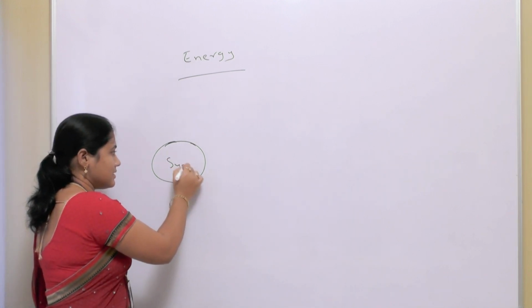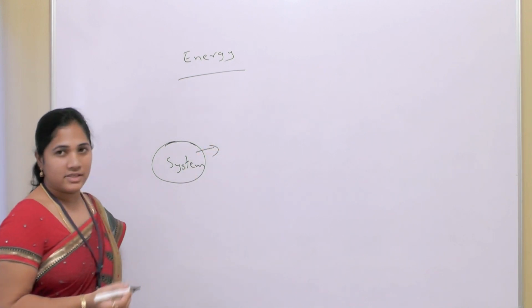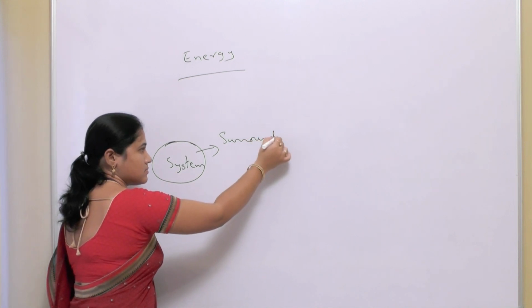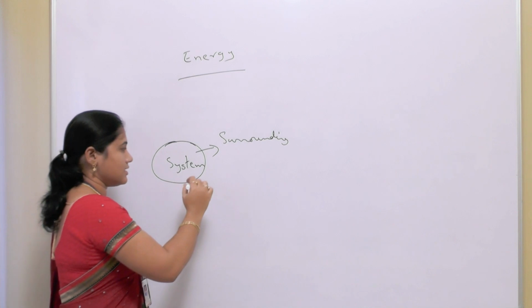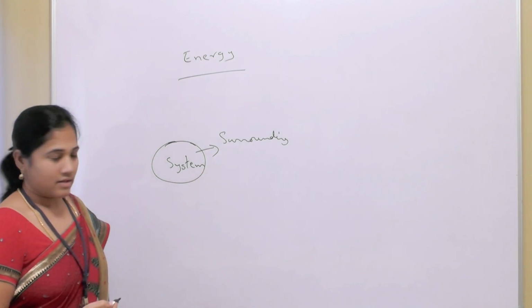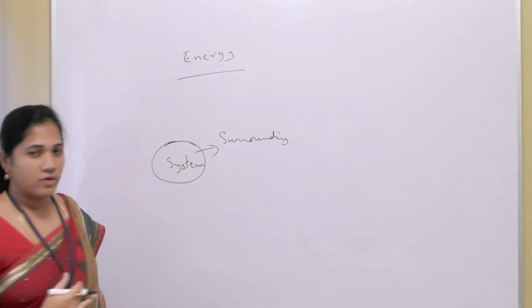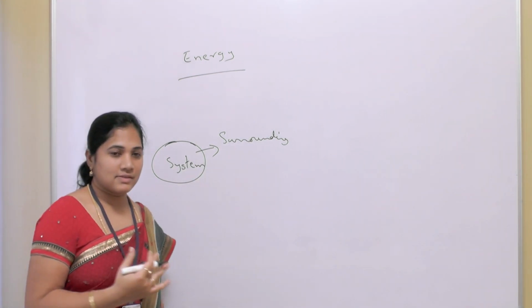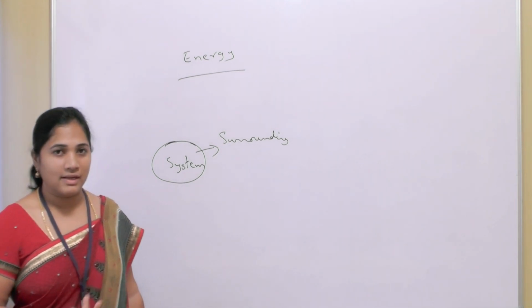So this is the system, and it exchanges energy and mass with the surroundings. It exchanges energy as heat or work. Now the various forms of energy, you know, are electrical energy, mechanical energy, chemical energy, or internal energy.